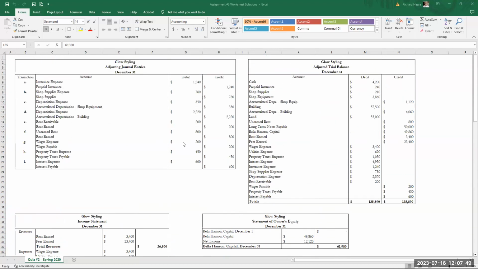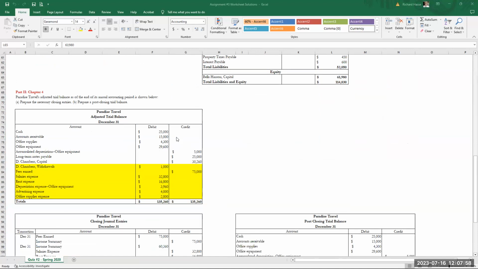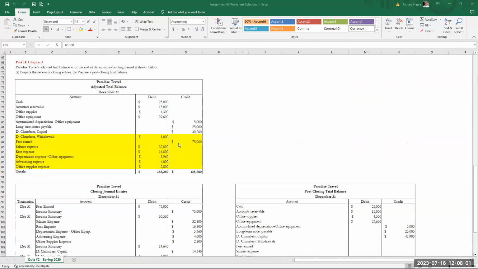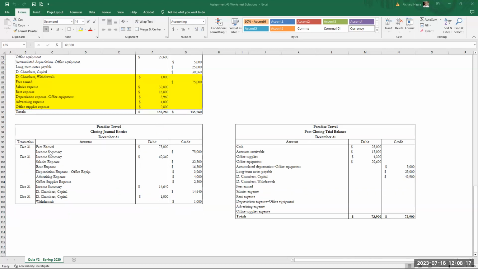Problem 1, Glow Styling, is worth 50 points, and problem 2, Paradise Travel, is worth 50 points. Then in Paradise Travel, pretty straightforward. I give you the trial balance, 135,260, and then you are to prepare the closing journal entries. In other words, zero out the temporary accounts of withdrawal, fees earned, and expenses, and you close those out to the income summary. So fees earned are debited, 75,000.